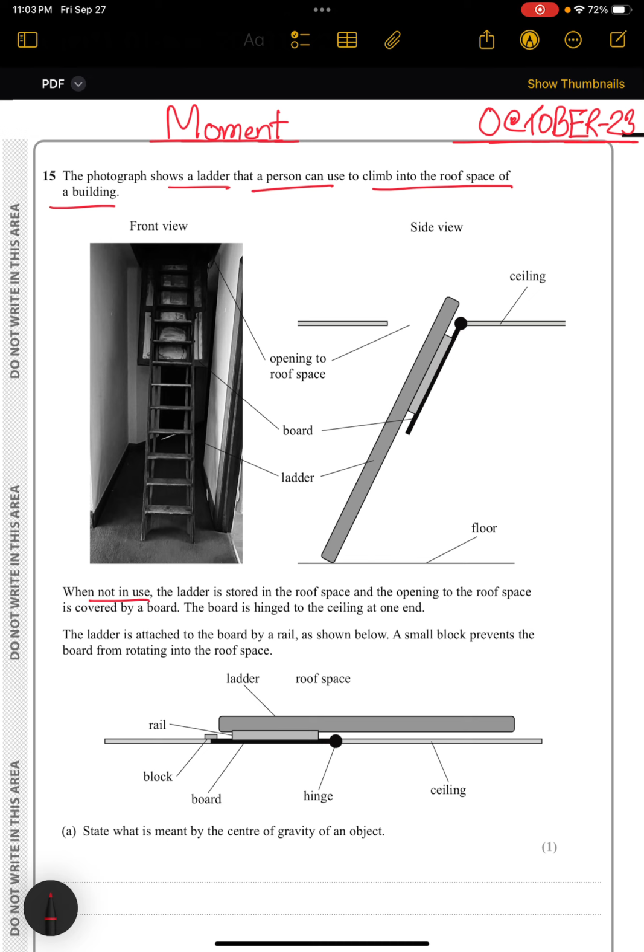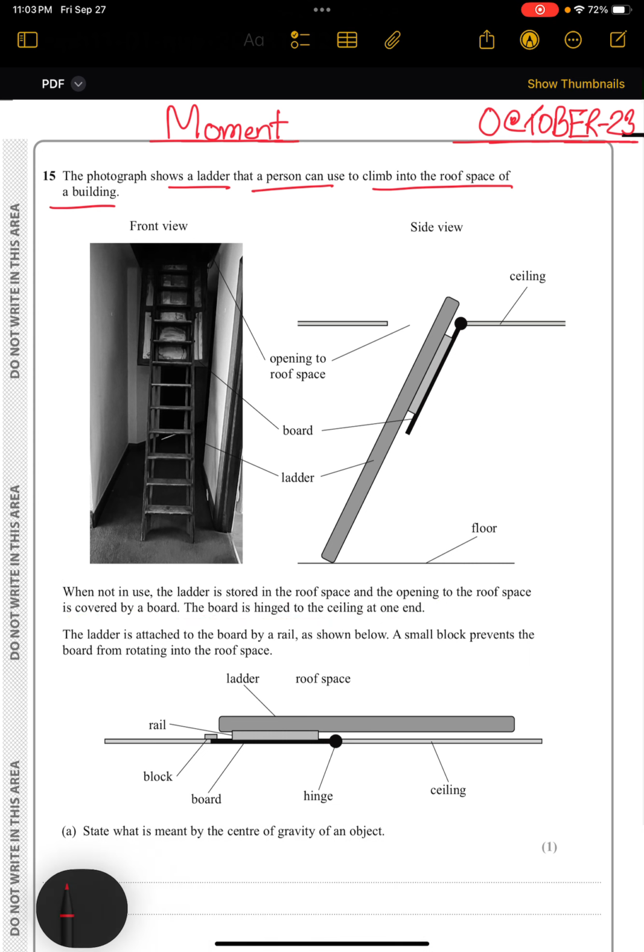They have said when not in use, the ladder is stored in the roof space, and the opening of the roof space is covered by a board. The board is hinged to the ceiling at one end. So actually what they have said is that when they don't use this ladder, they just make it horizontal like this, and when they use it they just bring this position into this position, through which they can climb up into the roof. So let's do the math of what they have asked us to find.